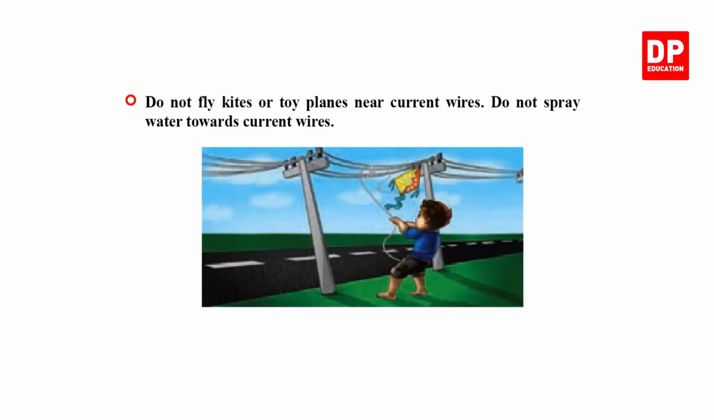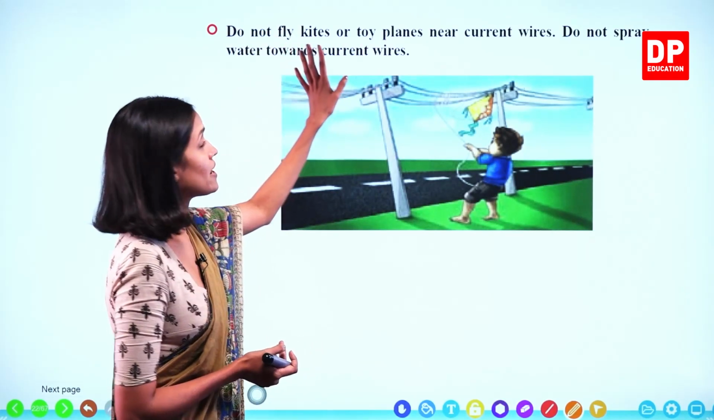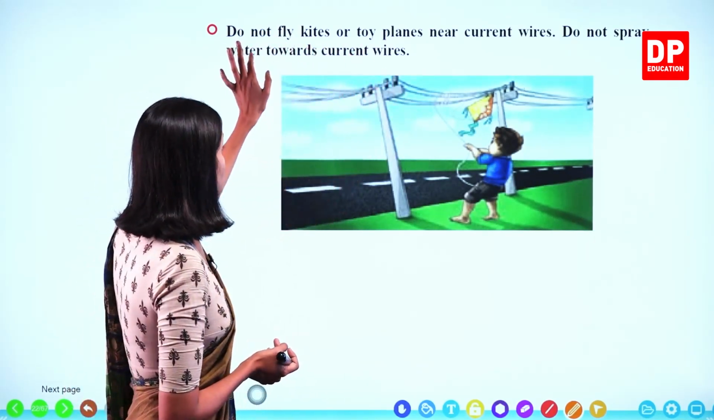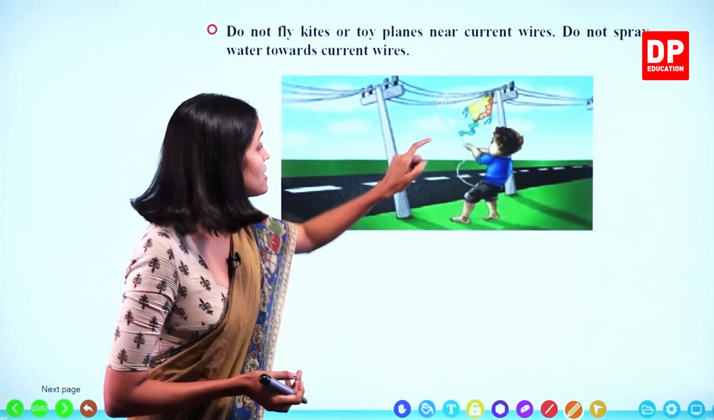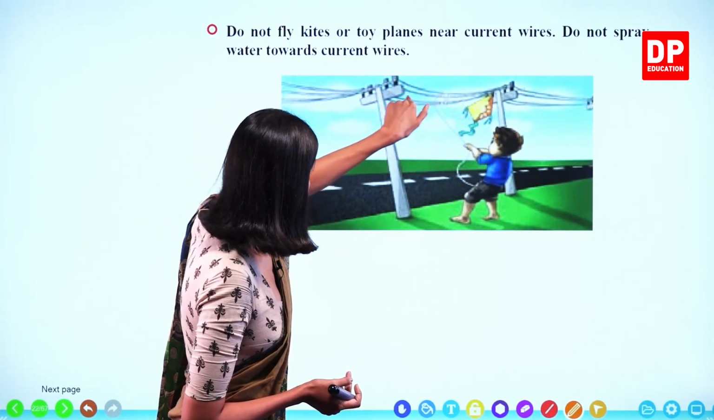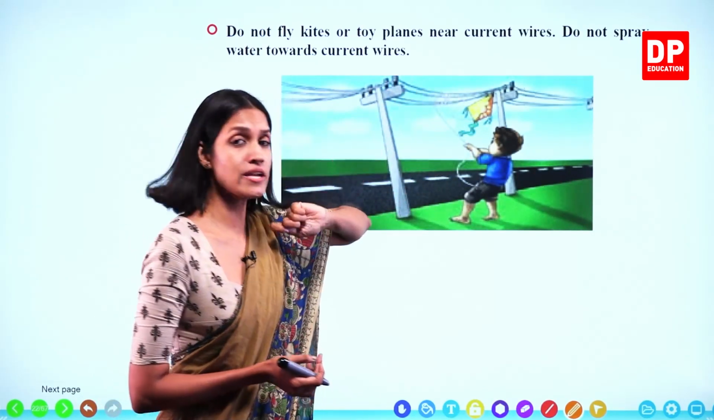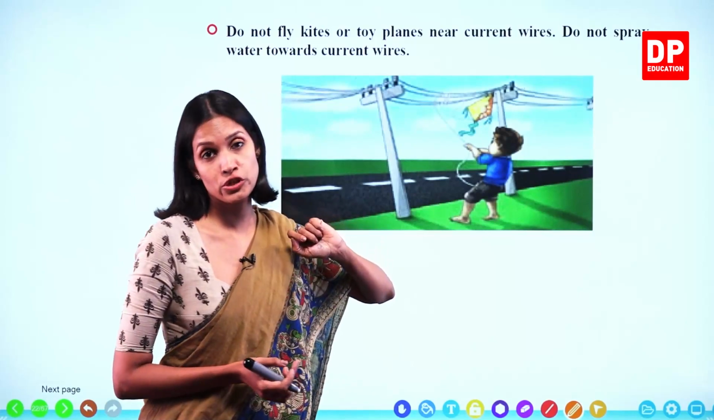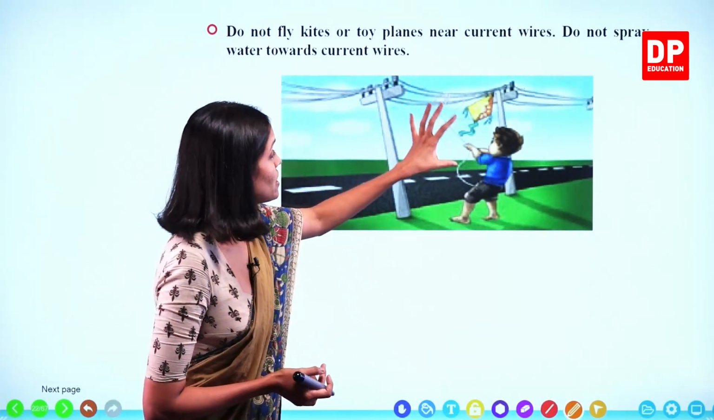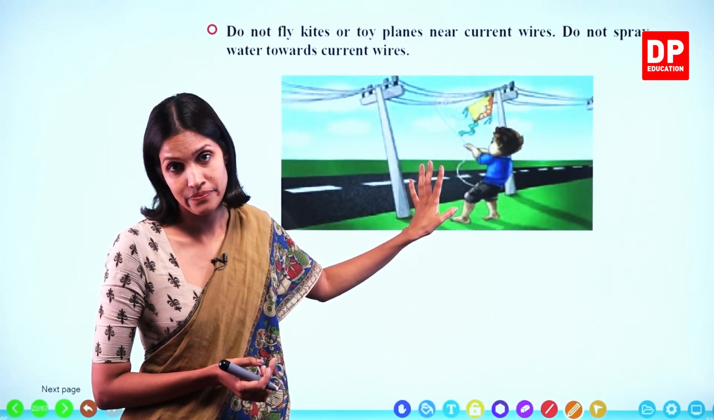Next one. Don't fly kites or toy planes near current wires. Look at this one. What will happen? Do not spray water towards current wires. Again, water conducts electricity. Let's say, look at this child. This kite thread is tangled over here. What will happen in case this kite thread is wet? This child will get electrocuted, right? Wet means the presence of water, and water conducts electricity.